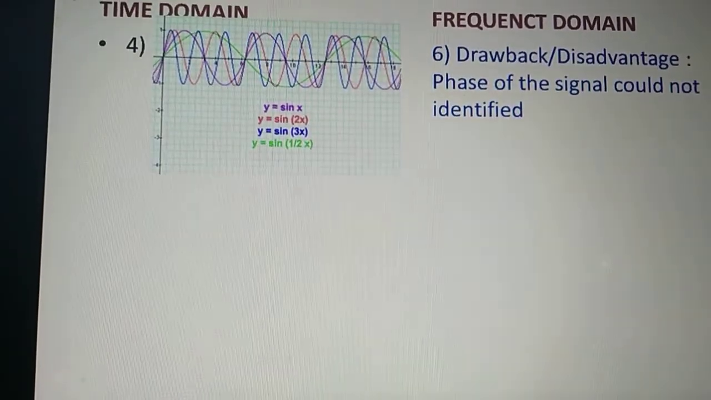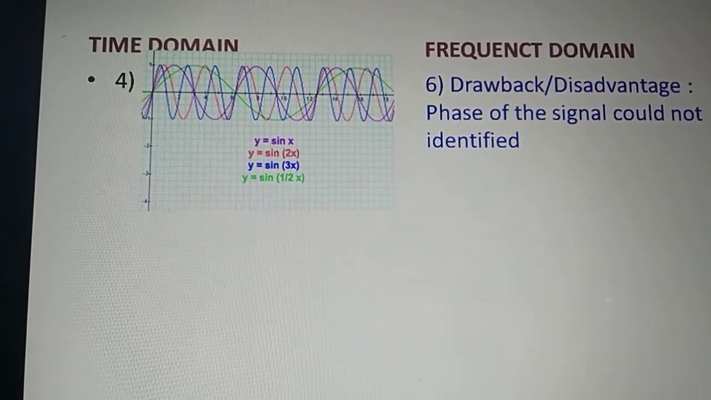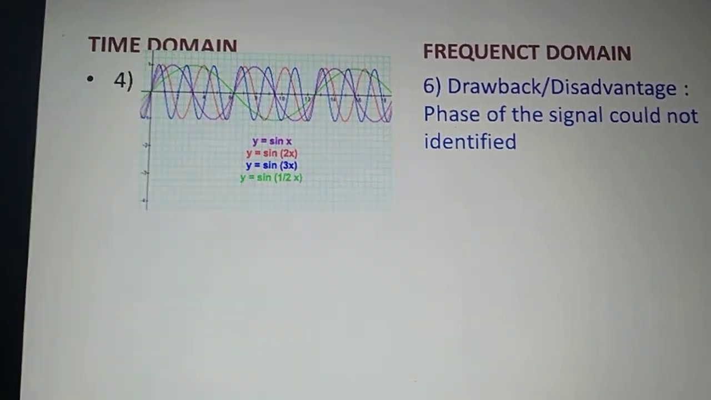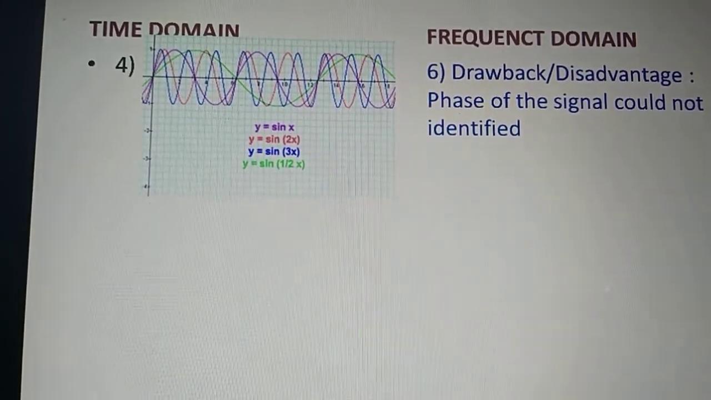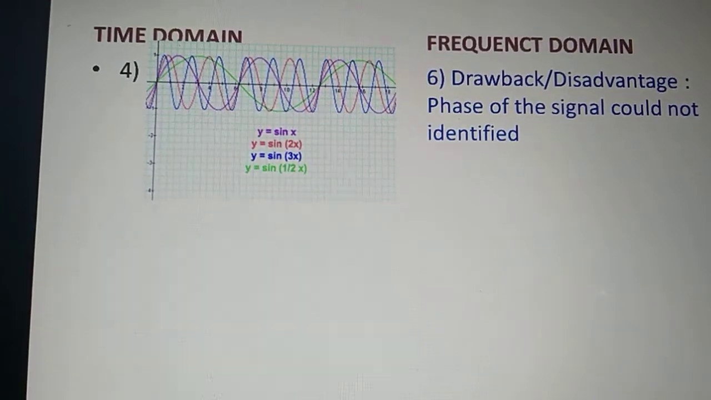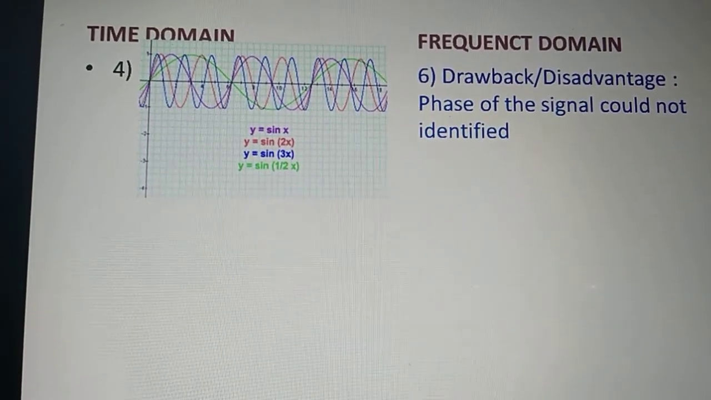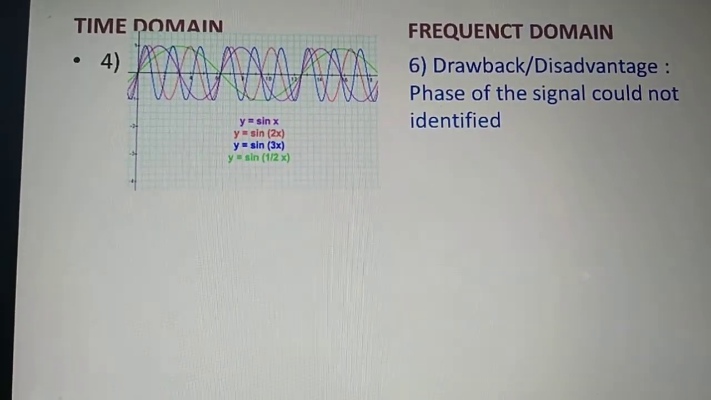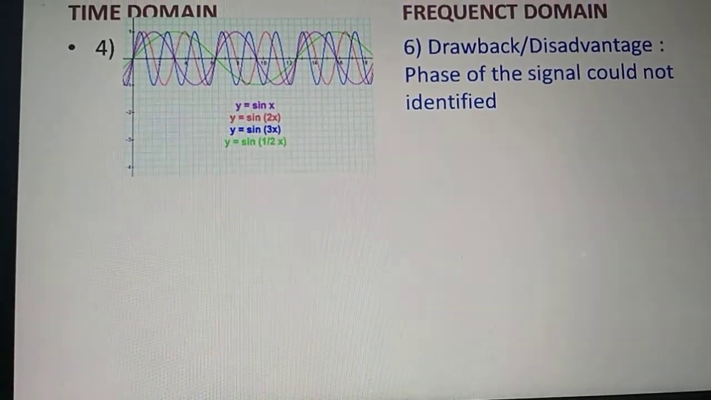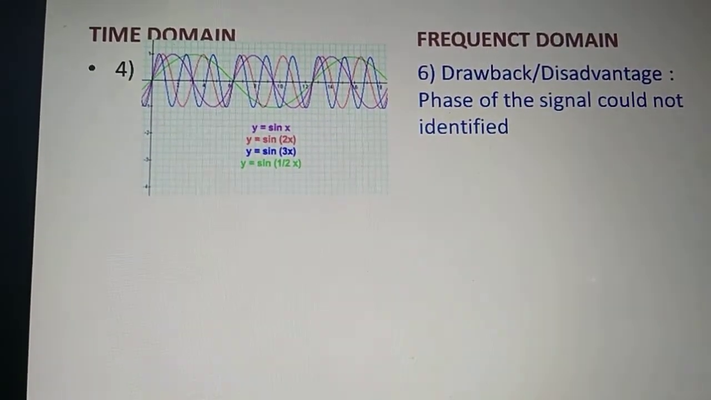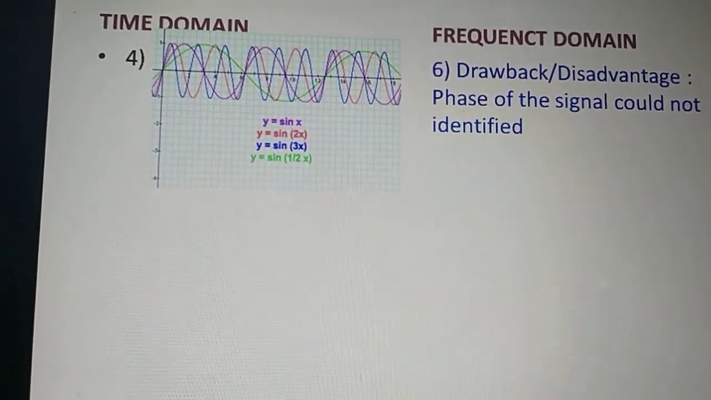The complex signal you can see here has four different signals that I have considered in the time domain analysis: y equals sin x, y equals sin 2x, y equals sin 3x, and y equals sin of half x. Even if you consider only two signals, the signal analysis in the time domain becomes very complex, because all the signals are going to add, the time periods are different, phases will change, and therefore signal analysis in the time domain becomes very difficult.